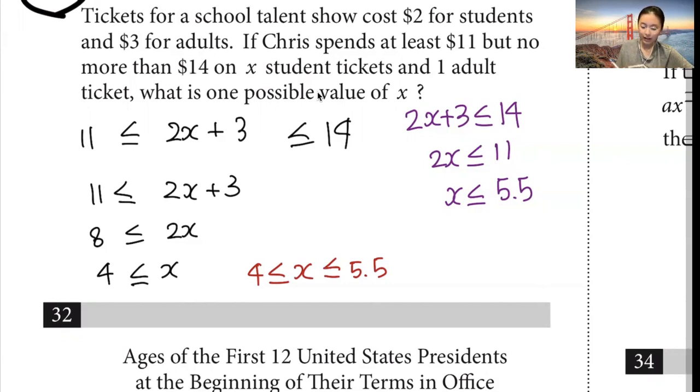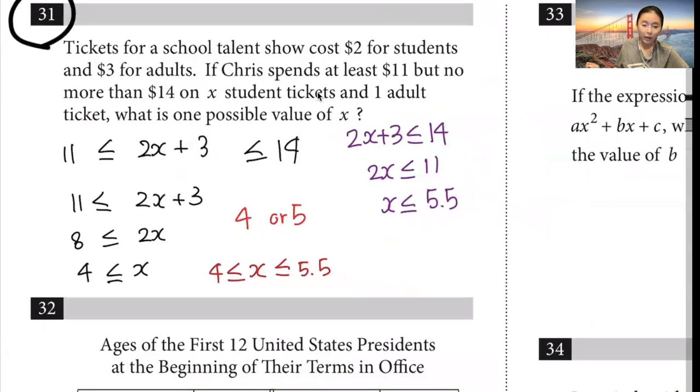So from looking at this, what is the value of x? Well, the possible answers are going to be whole numbers, so 4 or 5. Sorry, let me change that to red. Write either one and you'll get it correct.